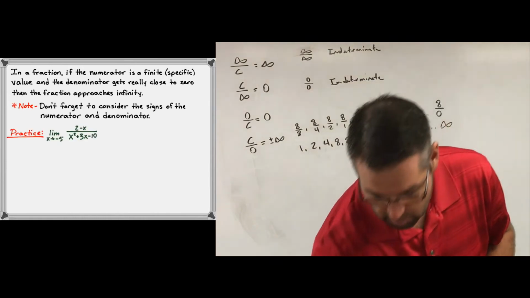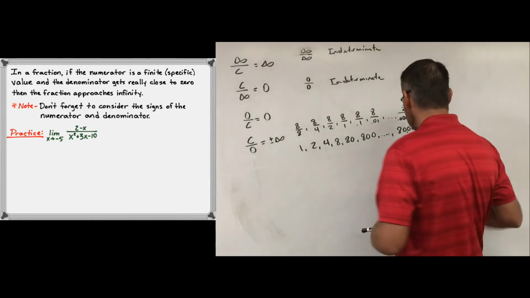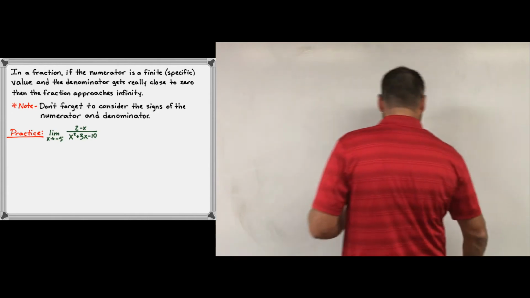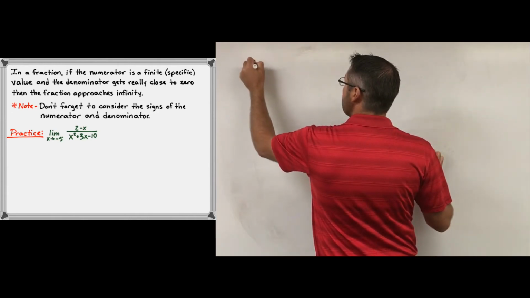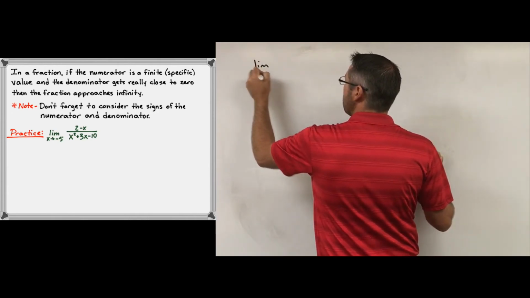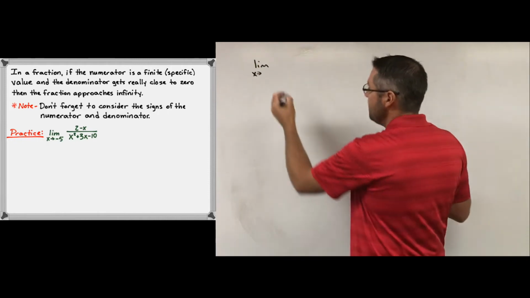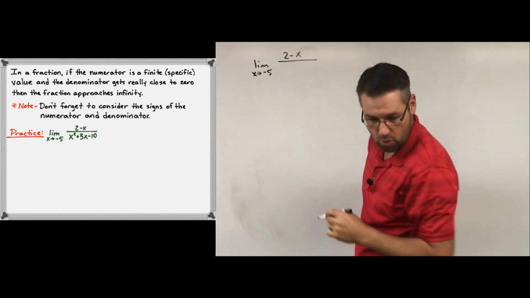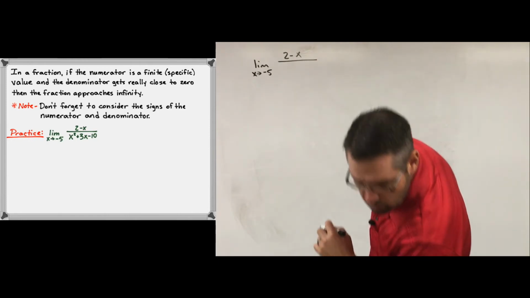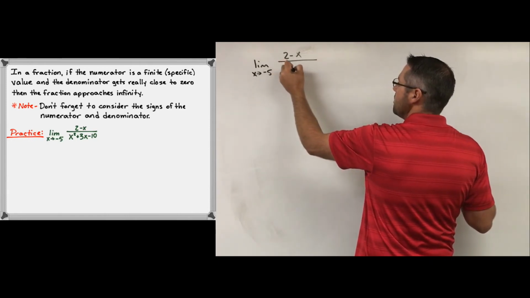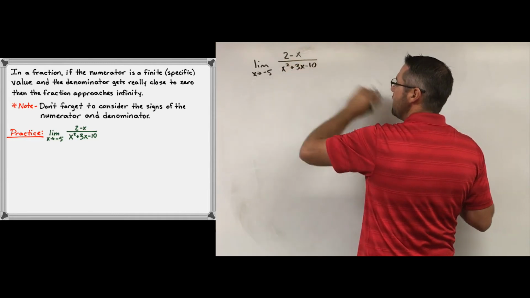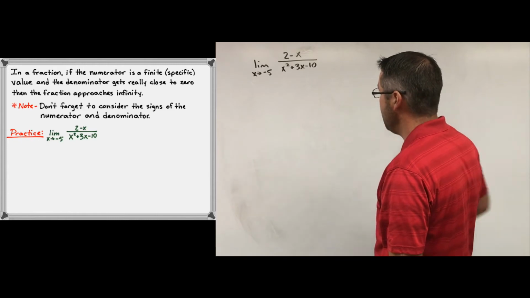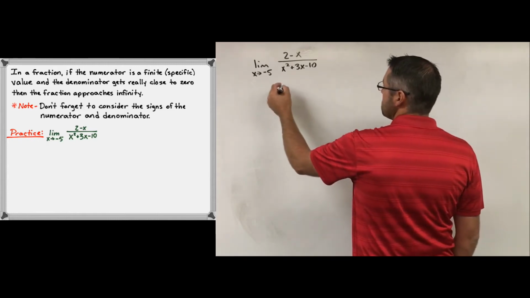So let's go ahead and take a look at a practice problem here. We have a rational function, and we're looking for the limit as x approaches negative 5 of (2 minus x) over (x squared plus 3x minus 10). We go, okay, that's simple enough. I'm just going to plug in and get an answer. And I can, that's fine. Let's see what happens. We'll try substitution.